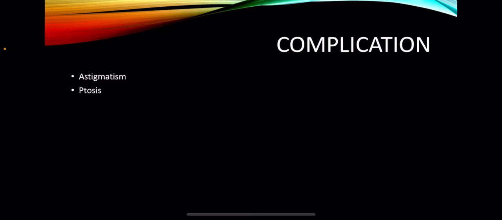So what are the complications? One complication of the Chalazion is astigmatism because of the pressure over the cornea, and the other complication is ptosis. Why does ptosis occur? Because whenever a Chalazion is in the upper eyelid, due to the mechanical pressure on the upper eyelid, the upper eyelid droops, resulting in ptosis, and it is a false ptosis. It is not a true ptosis because it is due to the Chalazion.